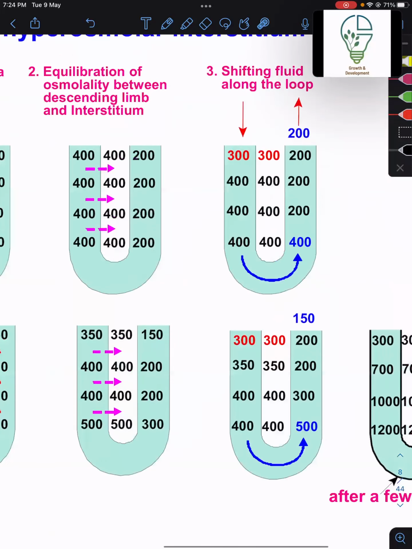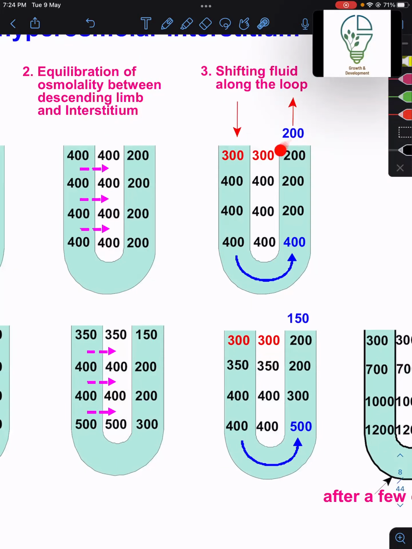So like we talked about over here, you can see that all of this fluid over here was originally the fluid that was here, right? So this fluid right over here is the part that was all in the ascending loop of Henle. And then this segment right over here used to be in the descending loop of Henle, but now it's in the ascending loop of Henle.